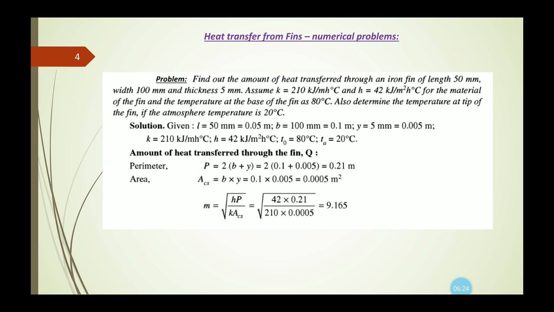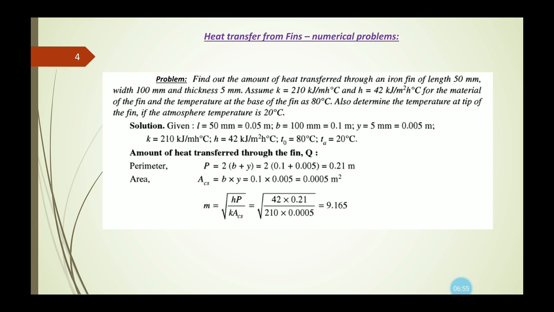The values of K and h, that is the thermal conductivity and convective heat transfer coefficient, are given here: K is 210 kilojoule per m h degree C, and h, the convective heat transfer coefficient, equals 42 kilojoule per m square h degree centigrade for the fin material, and the temperature at the base of the fin is given as 80 degrees centigrade.